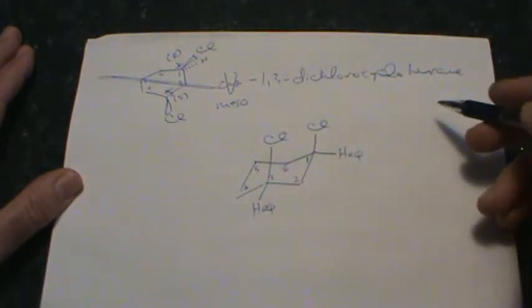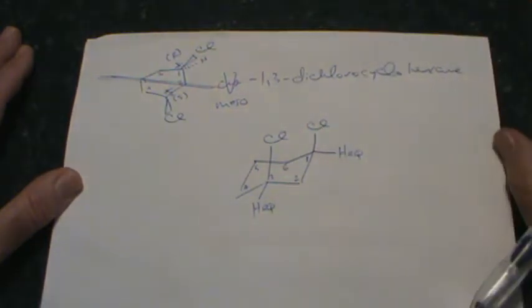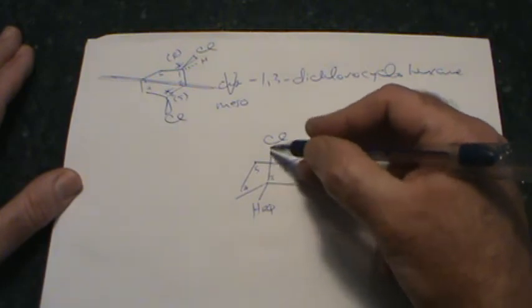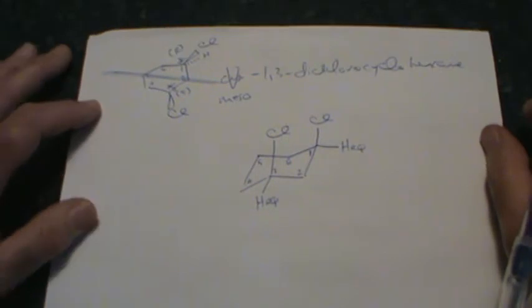The 2 chlorines need to be cis, and since they're on 1,3 carbons, and since I drew the first one in an axial position, I know that the chlorine on carbon 3 must also be axial, because that's the other up position.